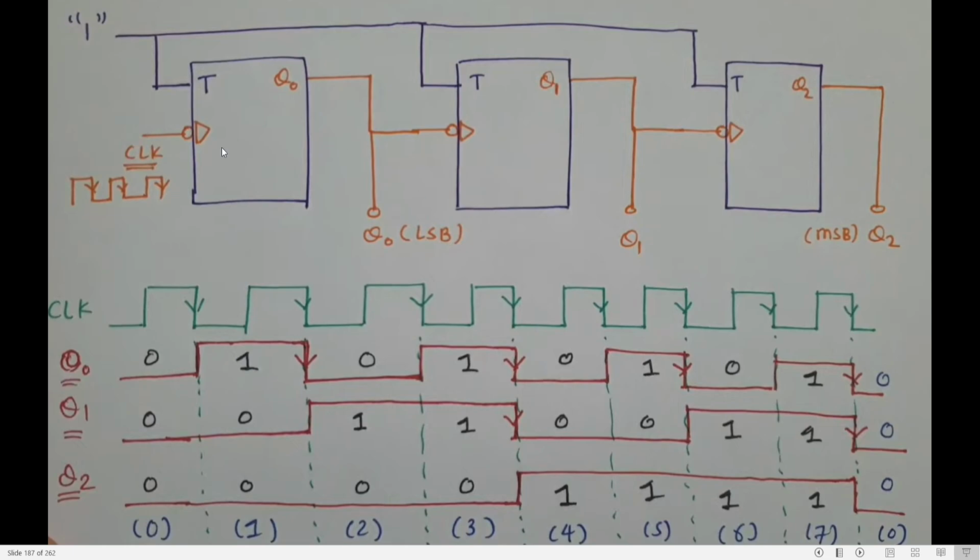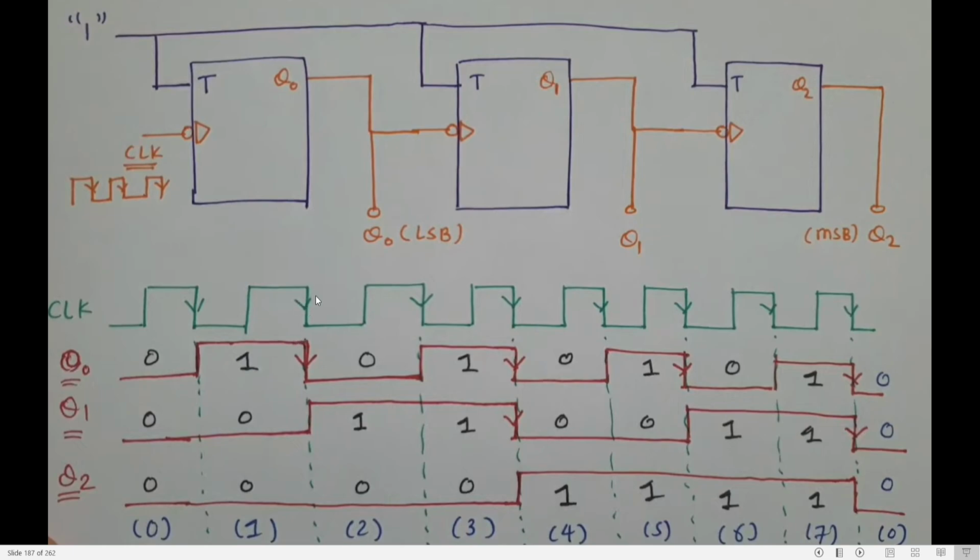Assume the first data is 0. Assume the first output is 0. Whenever you get a negative edge, the toggle flip-flop, T flip-flop, toggles. What is the name of T flip-flop? Toggle flip-flop. It toggles. If it is 0, it toggles to 1. If it is 1, it toggles to 0. Now what was there previously? 0. So it toggles to 1. It will be in 1 till which state? Till I get a negative edge. Till I get a negative edge, it will be in the same state 1.